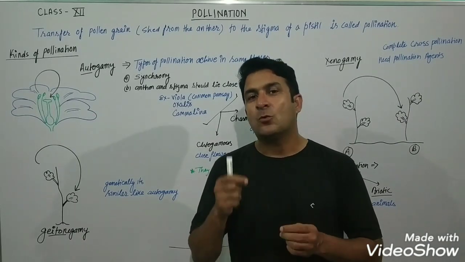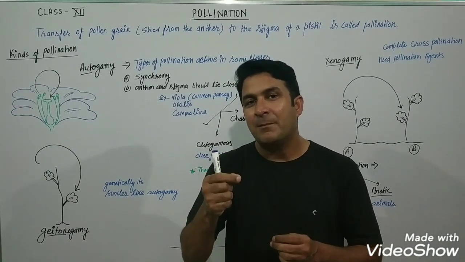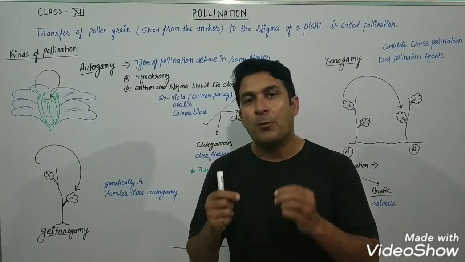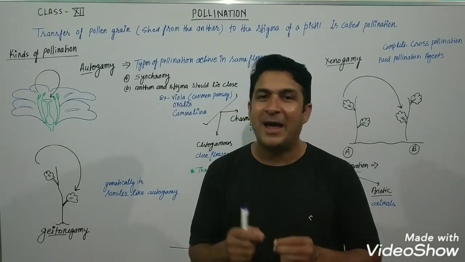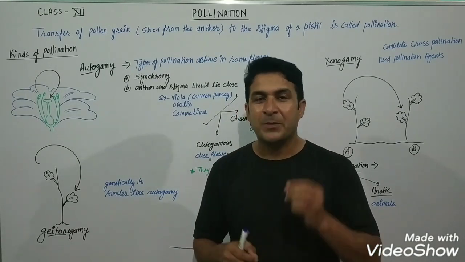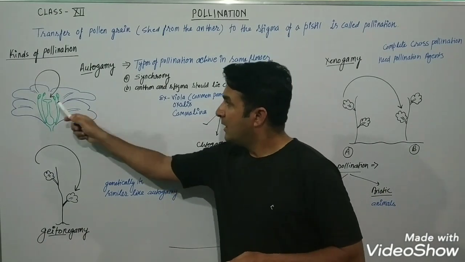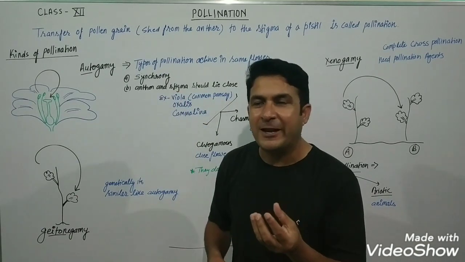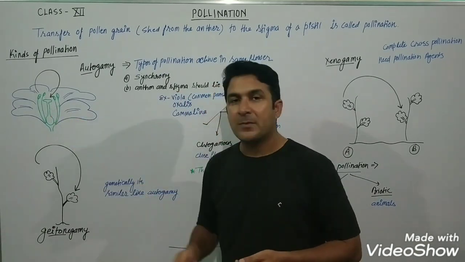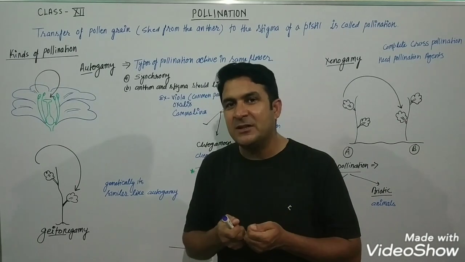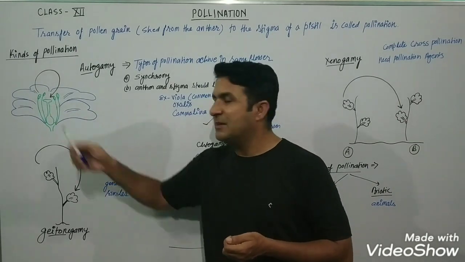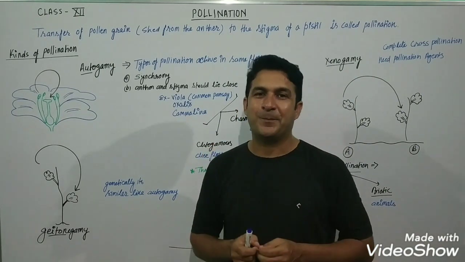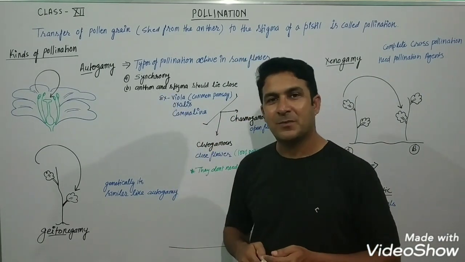I'm repeating it. What is synchrony? The male part, the anther, and the female part, the pistil, both develop at the same time and become mature at the same time. So what will happen there? The bursting of the anther, meaning dehiscence of the anther, makes the pollen free, and at the same time the receptive power of the stigma to receive the pollen grain also becomes active. So this is called synchrony, right?